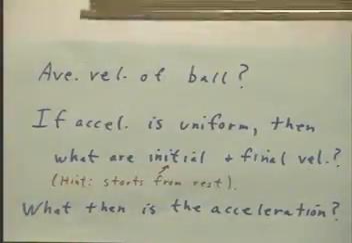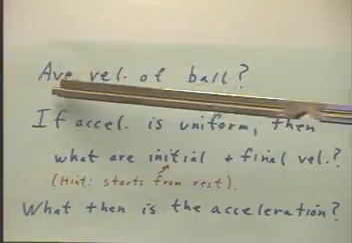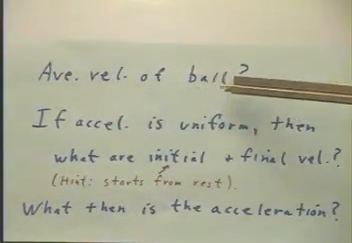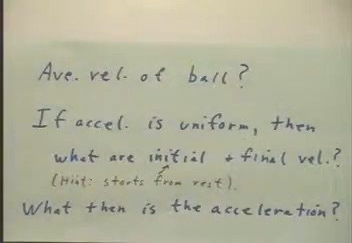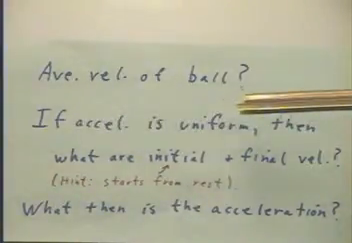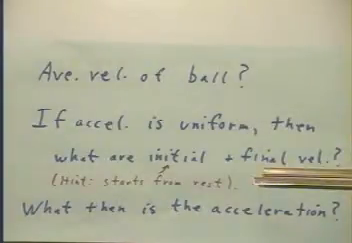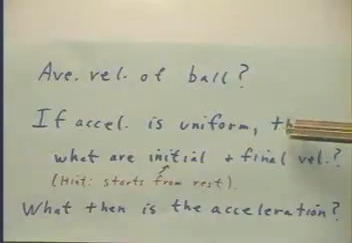Now the question is, release a ball from rest and time it going down the ramp and determine from that what is the average velocity of the ball. And then answer the next question. If the acceleration is uniform, that means, of course, that a graph of velocity versus time would be a straight line.